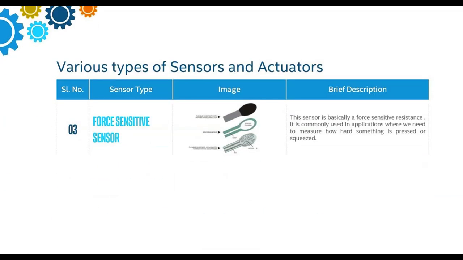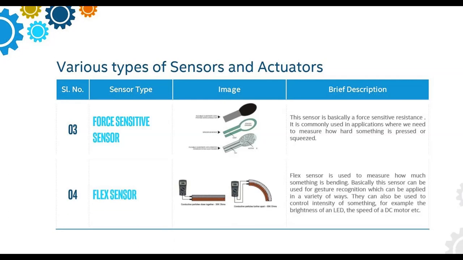Third, we have the force sensitive sensor. This sensor is basically a force sensitive resistor. It is commonly used in applications where we need to measure how hard something is pressed or squeezed. It means if we press on that particular device, then we can sense that and convert it into an electrical form. So this is the force sensitive sensor.